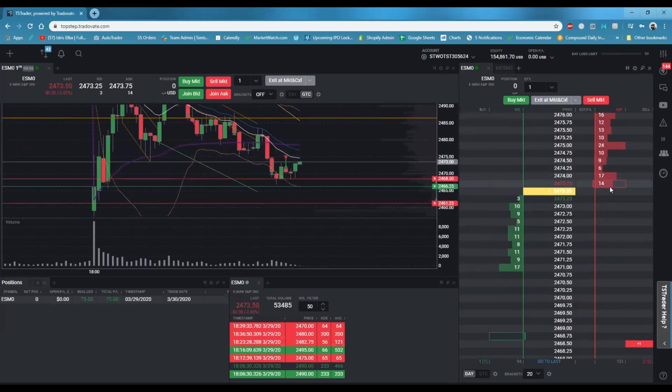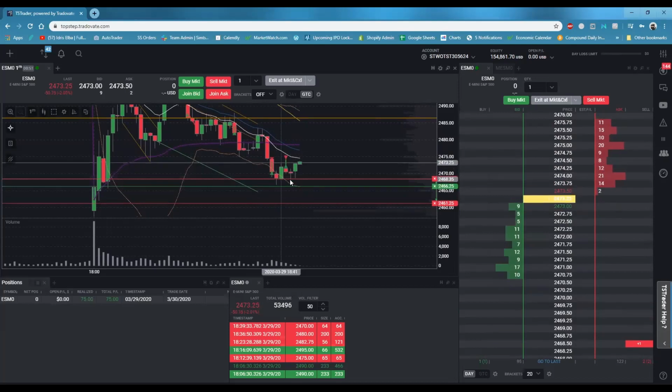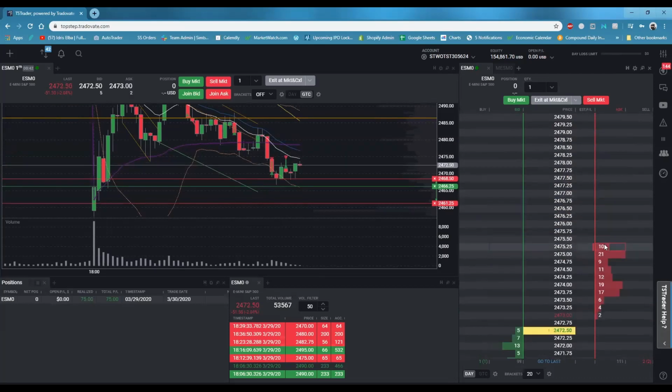Actually, here we could try a short. No, we don't want to try a short here because right now we're flagging. I mean, we're consolidating, right? So maybe it'll go back up to the 20, because look what happened here. So we're going to place a short a little higher. We're going to place it at 75.25.